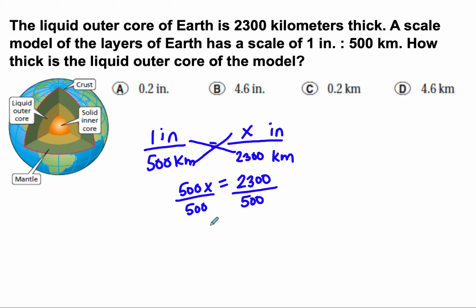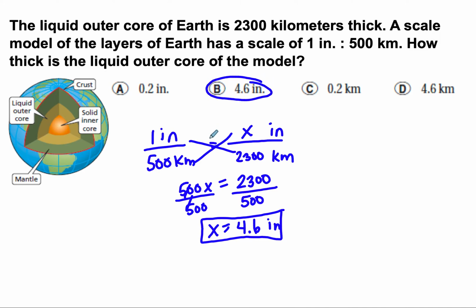But you do need to make sure that you're writing down your work as you go. So 500 divided by 500 is going to be 1, which is why I'm left with just 1x. And then I'm going to do 2,300 divided by 500, and I'm going to get 4.6. The label next to my x was inches, so 4 6/10 inches. Yes, you do need to have all of that work written down.